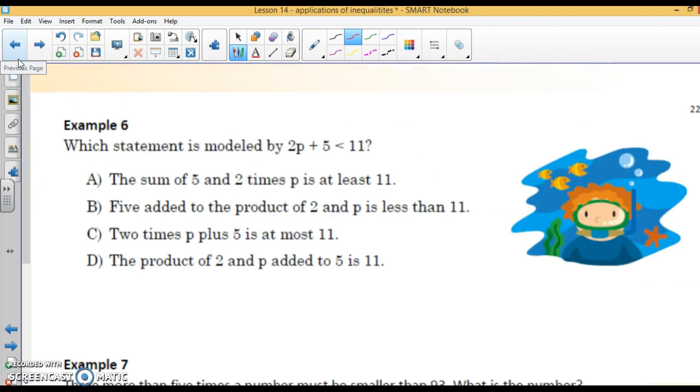Which statement is modeled by 2p plus 5 is less than 11? Well, the sum of 5 and 2 times p is at least 11. Is at least would be less than or equal to. No, is at least is greater than or equal to. I'm sorry. Greater than or equal to. So that's not right. 5 added to the product of 2 and p is less than 11. This is it.